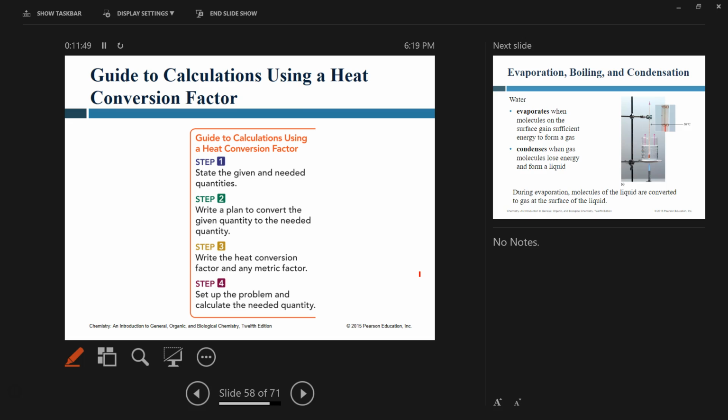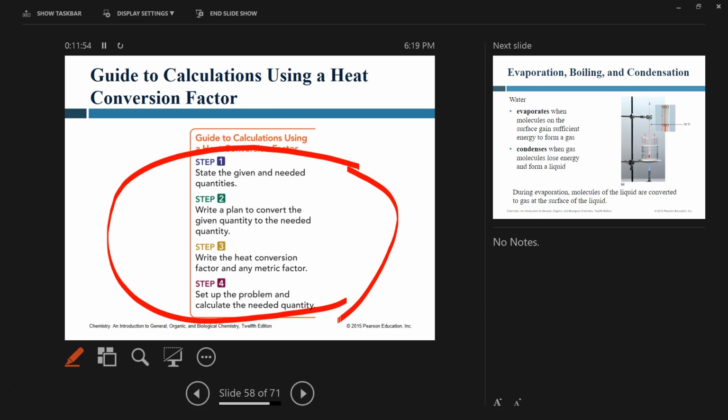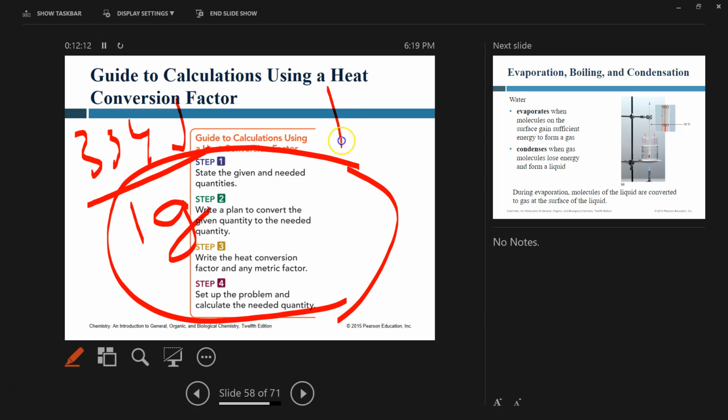Okay. So basically, again, heat of fusion is an example of a conversion factor. For instance, for water, that conversion factor will be 334 joules per 1 gram. Or vice versa, 1 gram per 334 joules. Depends on what you're going to try to find. Does that make sense to you?